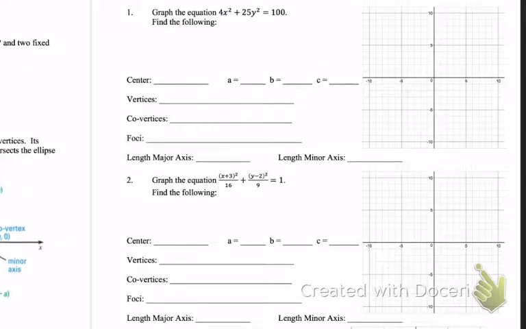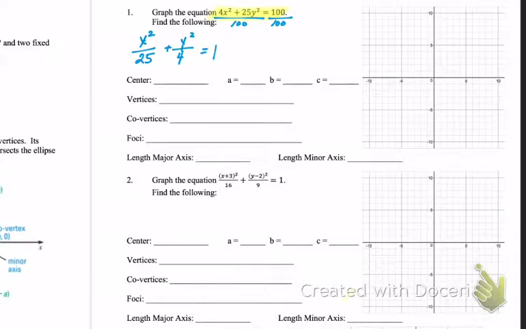So if we look at number 1, it gives us this formula. I want to put it in standard form first, and by putting it in standard form, that means that it all equals 1. So I want to first divide by 100 on both sides. When I divide by 100, I end up getting x squared over 25 plus y squared over 4 equals 1.